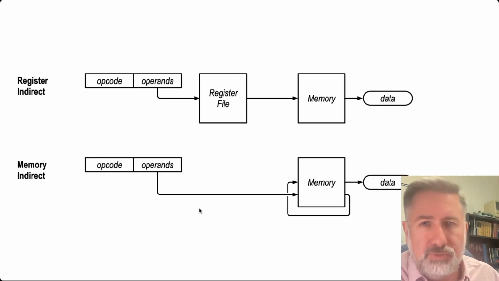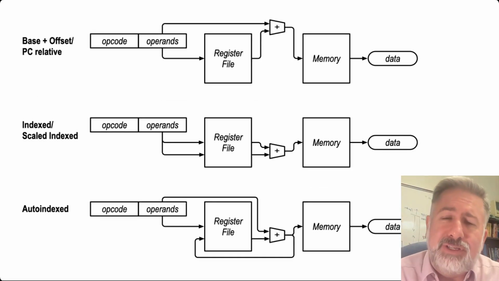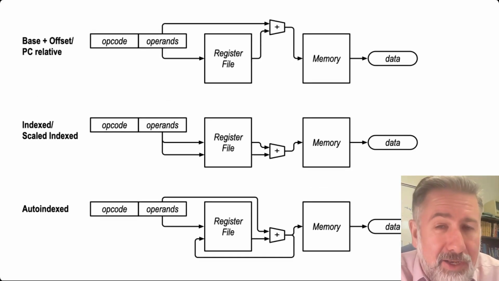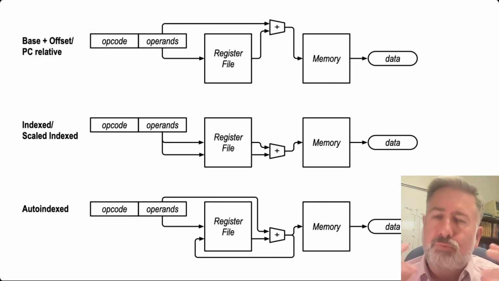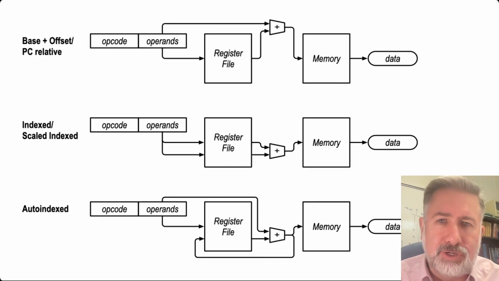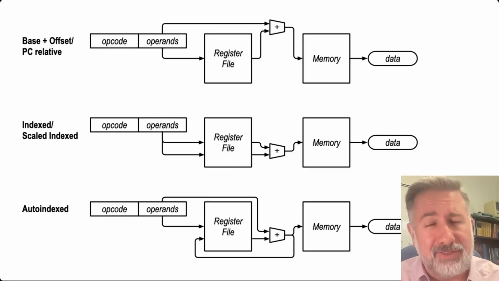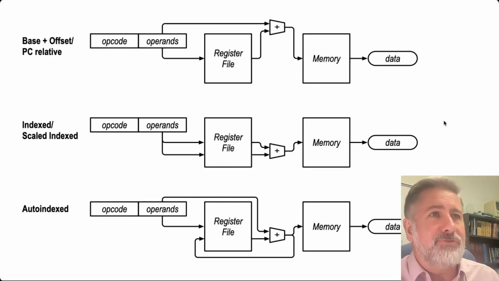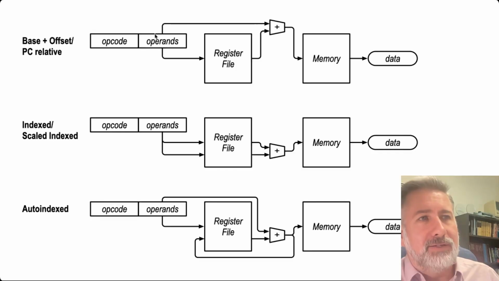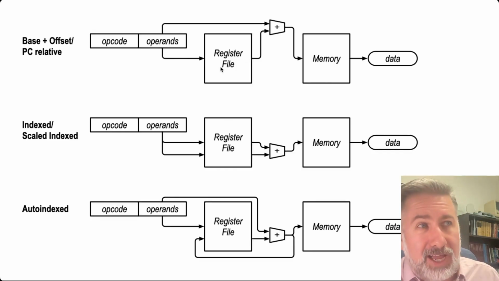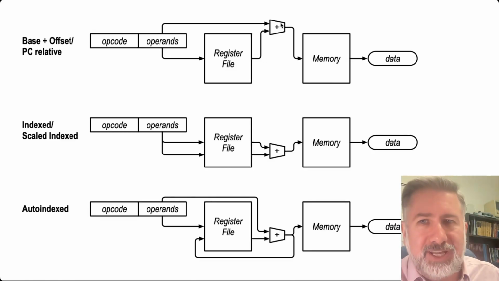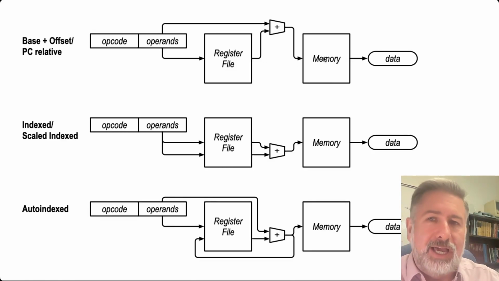And then you have three more complicated addressing modes where you calculate the address in memory you're interested in by adding some numbers together. In base plus offset addressing, the operand contains a register address and an immediate value. The register contains an address. That address is offset by the immediate value and used to access memory.